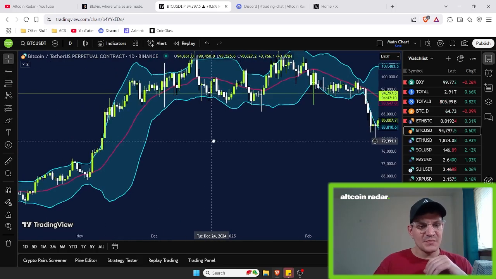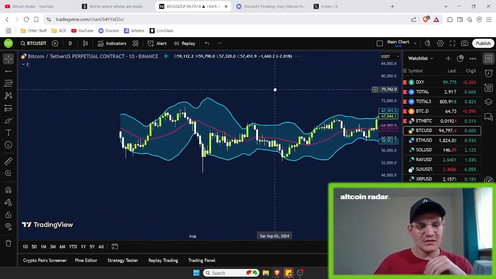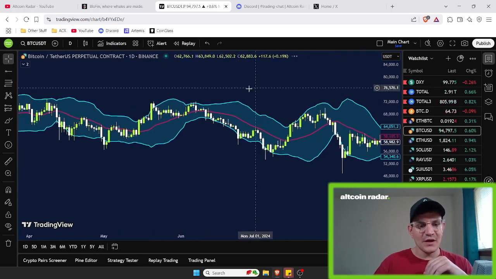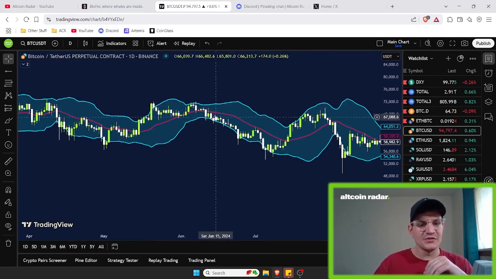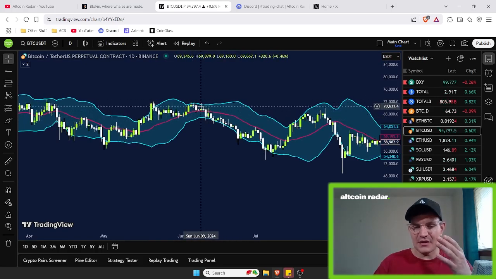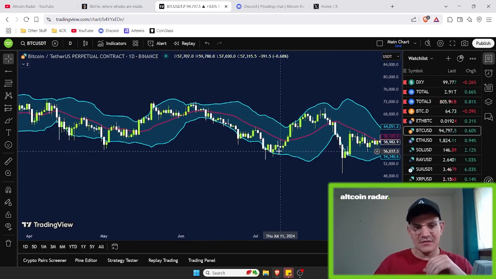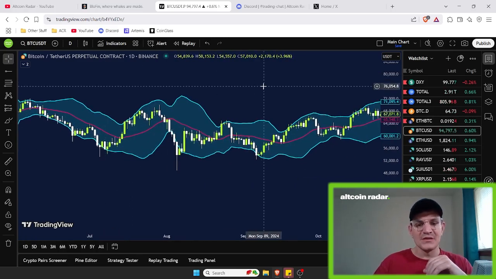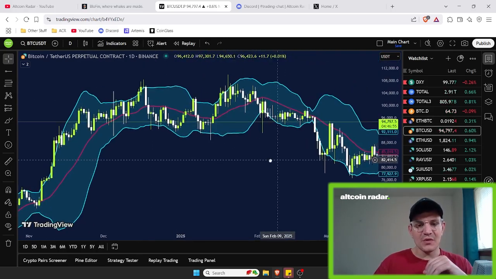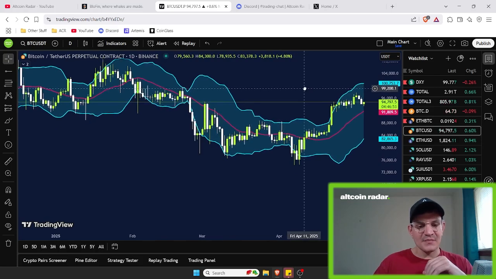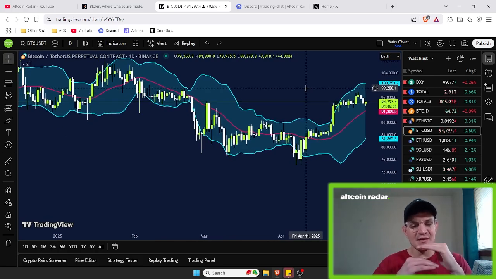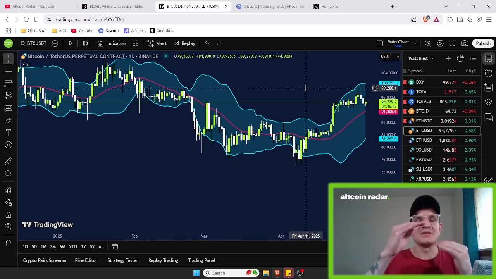Now, another spot where we can see that happening is, let's see here, right in here. The bands ended up getting super, super thin, and we ended up having a big move to the downside following that, all right? So that's overall what I'm talking about when I say that the bands squeeze together and get narrow, the volatility gets extremely low, and then it suddenly just breaks out of nowhere and goes either up big time or down big time.